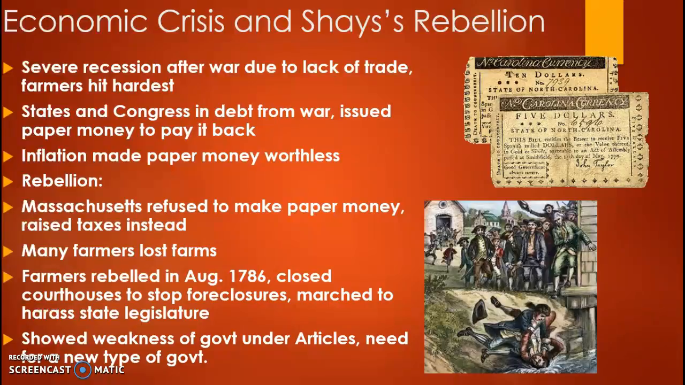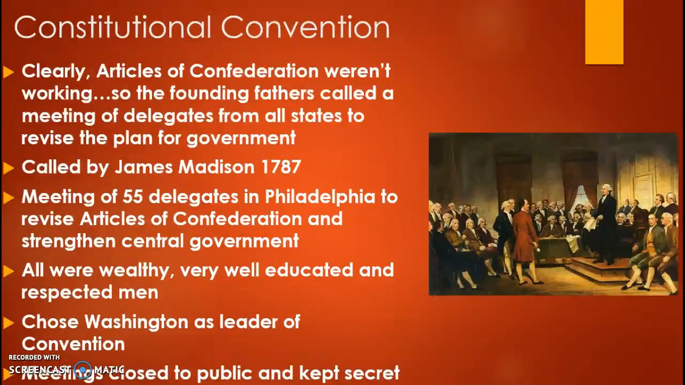So there was actually a rebellion that happened in 1786 from these farmers. They actually decided to march and harass the state legislature and try to make sure that they couldn't foreclose on any of those farms. Obviously, this worked for a little while, and then the government got everything under control again. But the main point of this was that it showed yet another weakness under the Articles and the fact that we needed a new type of government.